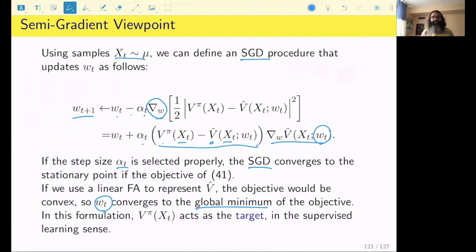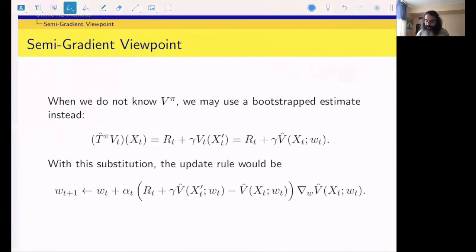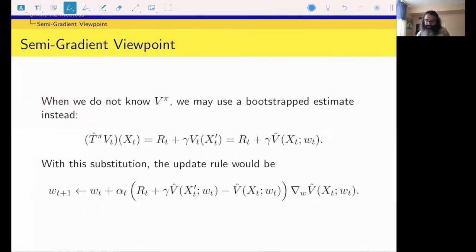So this is usual supervised learning, just that instead of a target, I use V^π. V^π acts like the target in the supervised learning sense. So this is like regression. You're solving a regression problem with SGD. But we don't have V^π, which is usually the case. We want a method that works without knowing V^π.